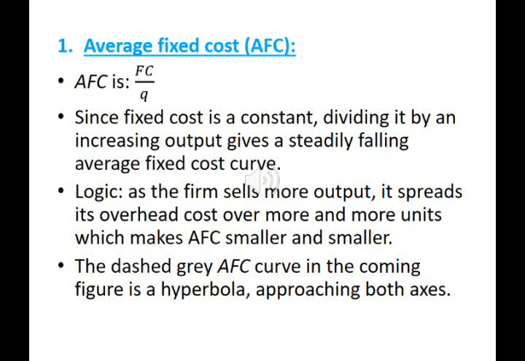What's the logic behind having a decreasing average fixed cost curve? The logic is that as the firm sells more and more output, it will be spreading its overhead cost, or what we also called sunk costs, or its fixed cost, over more and more units, which makes the average fixed cost smaller and smaller. So it's always better for the firm, of course, to produce more output, because in this case, it is spreading its fixed cost over a bigger amount of output, which decreases its average fixed cost.